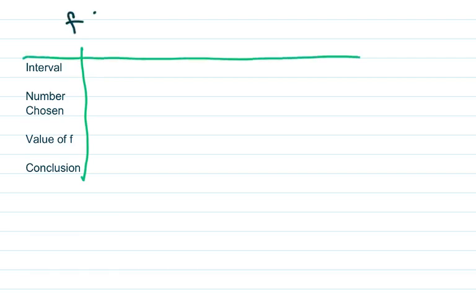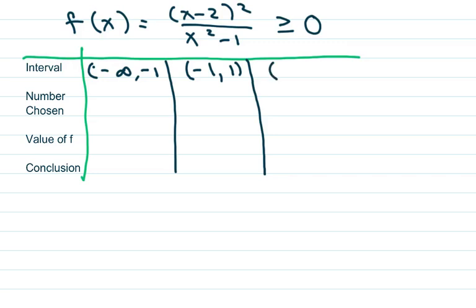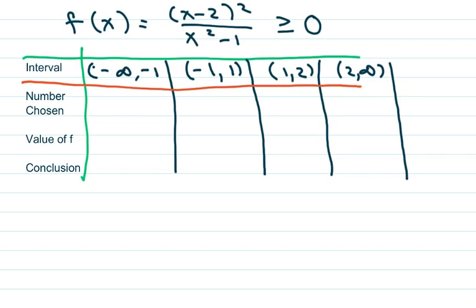Again, our function is f of x equals x minus 2 squared over x squared minus 1, and we want this to be equal to 0 or greater, so positive. So we have negative infinity to negative 1, negative 1 to 1, 1 to 2, and then 2 to infinity. And then we're going to choose numbers in between. So I'm going to choose negative 2. 0 is always good. 1.5. And I'll choose 3.